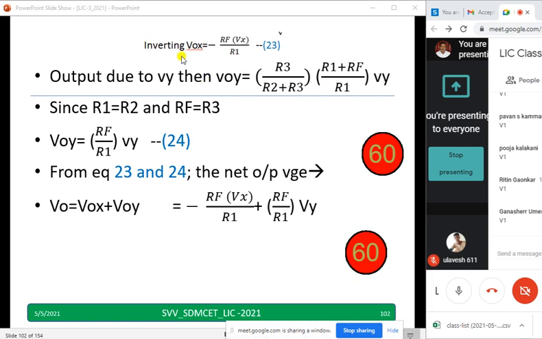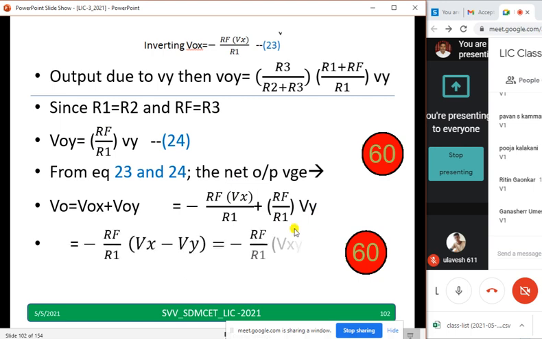I repeat. Vox we got. Voy we got. Voy equal to, simply I am assuming R1 equal to R2, R3 equal to RF, and I am simplifying. I got RF into Vy. I am adding these two so that I will get the total output voltage. I am writing minus RF by R1 into Vx plus RF by R1 into Vy. Now RF by R1 is common. I will take RF by R1 common. Inside I got Vx minus Vy. Vx minus Vy I will write as Vxy. And V0 becomes equal to minus RF by R1 into Vxy, or AD gain equal to minus RF by R1.